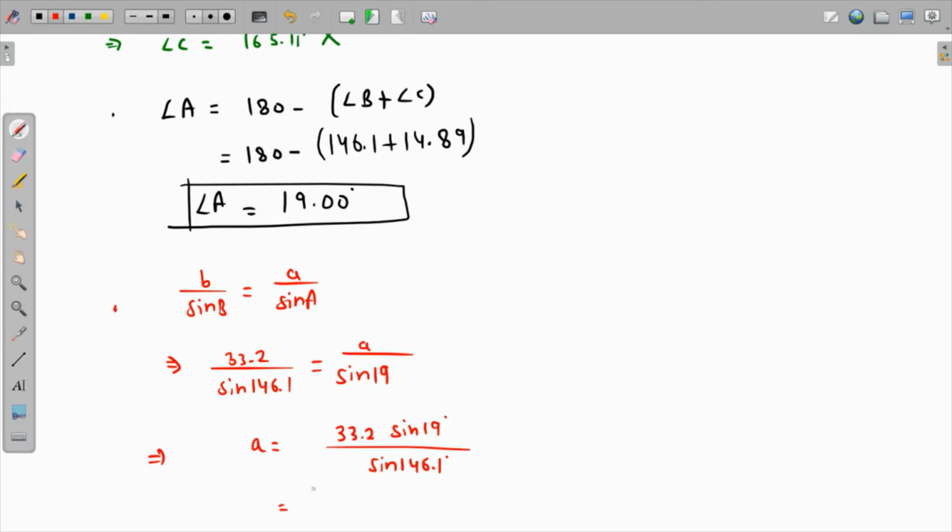So this value of side A is coming as 19.38 up to 2 decimal places, and the unit is definitely centimeters, because all the other sides are also in centimeters. So this is the required answer.